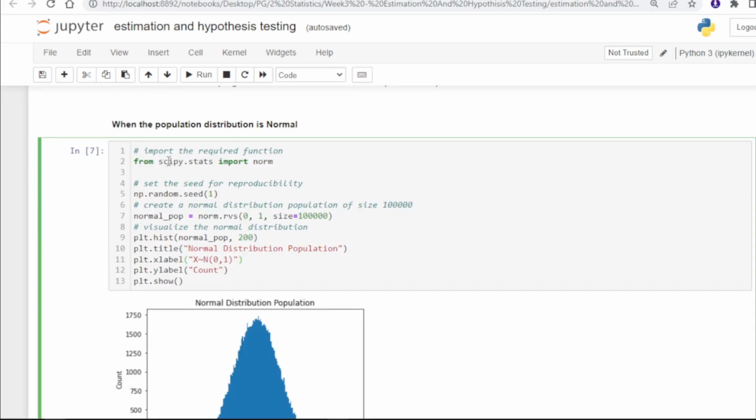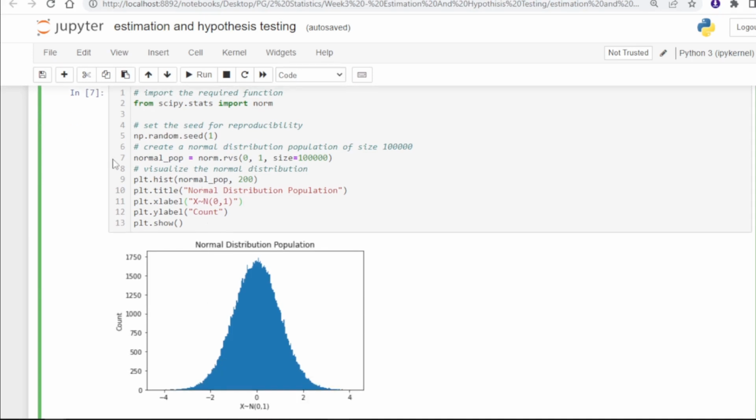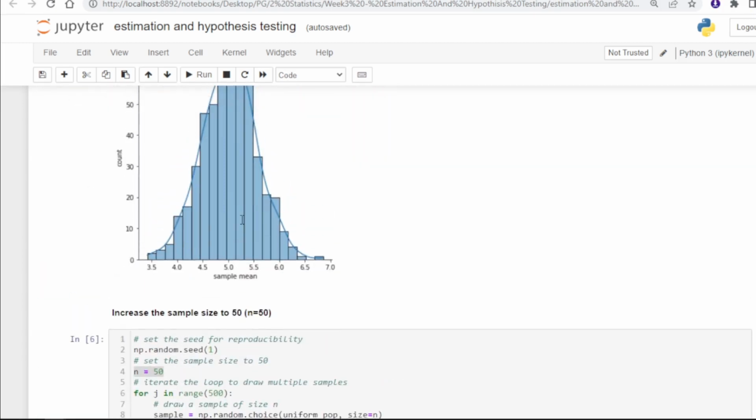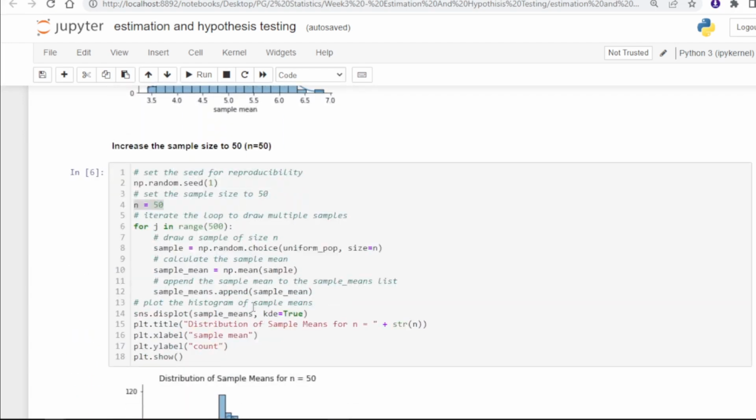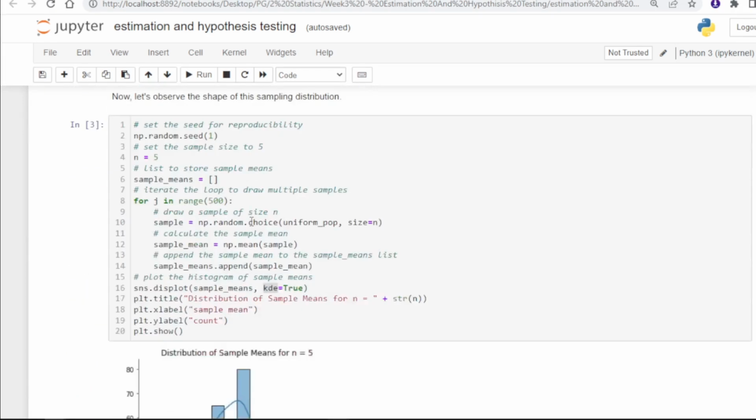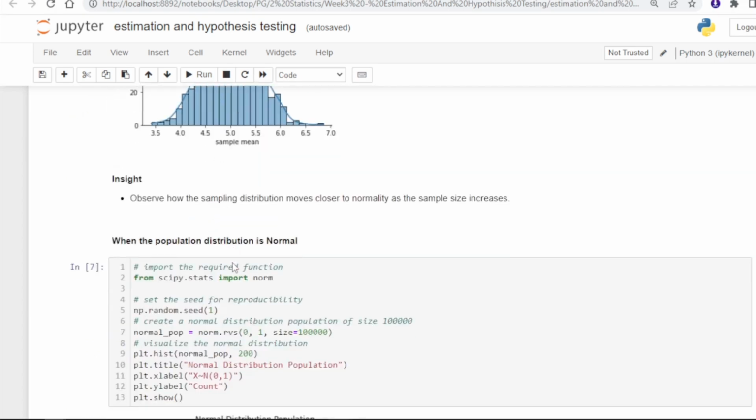Now, what happens when the population distribution is normal? Again we are seeding for reproducibility, and we are doing the same thing, with a population size of 1 lakh, and plotting a histogram. Here you can see how our normal distribution looks, because we are using norm.rvs, but remember initially we used uniform.rvs. So this is the difference.